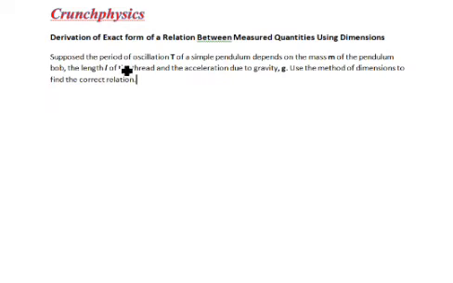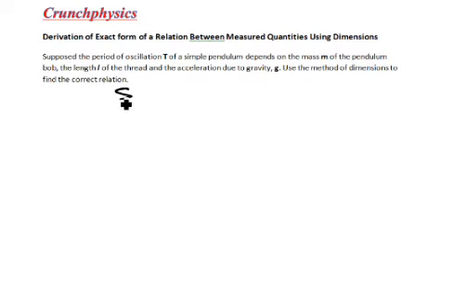Suppose the period of oscillation of a simple pendulum, let's take for example, depends on the mass m of the pendulum bulb, the length of the thread, and the acceleration due to gravity, that's g. Use the method of dimensions to find the correct relation. We have this as an example. Solution.